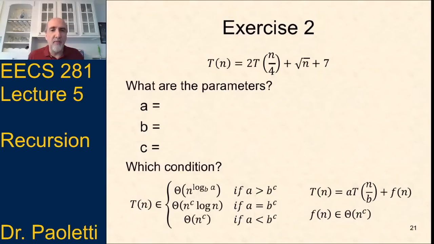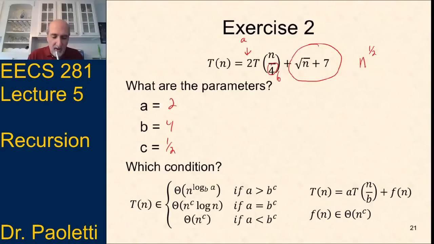Okay, so for this one, a is what's out front here, which is 2. b is what we divide by, which is 4. And then c is going to be our polynomial. What is the order of this polynomial? Well, square root of n is n to the 1/2 power. So that's our c.